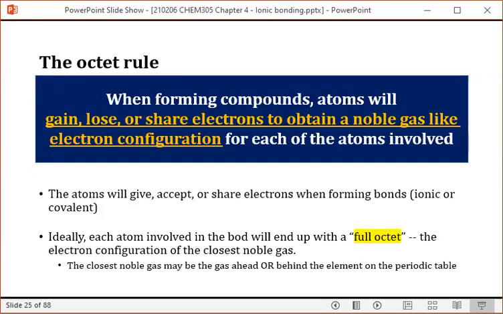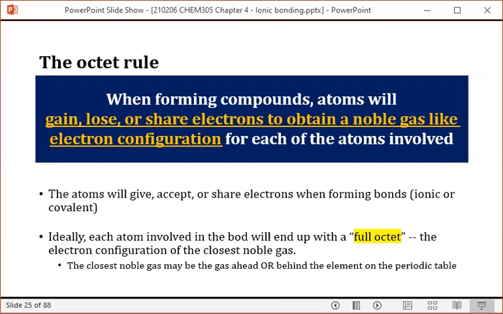And so the octet rule says that when forming compounds, atoms are going to gain, lose, or share electrons to obtain a noble gas-like electron configuration for each of the atoms involved. And when we say a noble gas-like electron configuration, we mean that each atom, when forming a compound, is going to be gaining, losing, or sharing electrons so that they end up with 8 electrons in their valence shell, so that they fill up their highest energy shell with 8 electrons to get it to the most stable state it can be in. And so we call this a full octet.